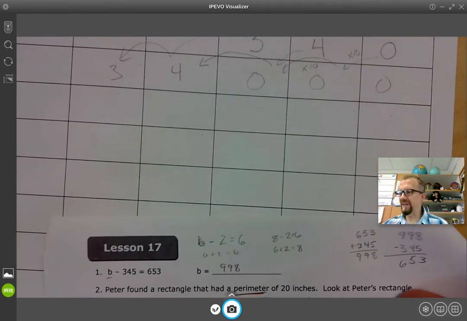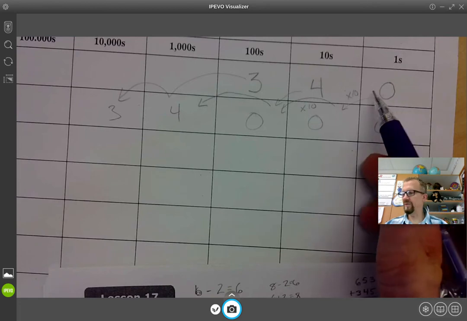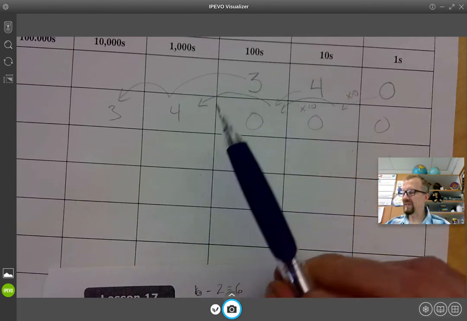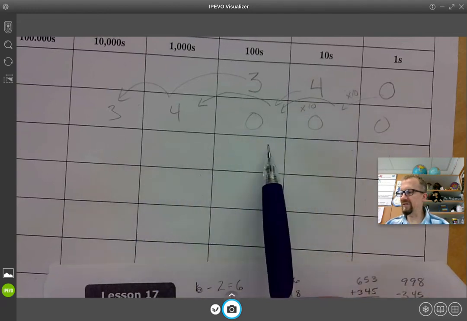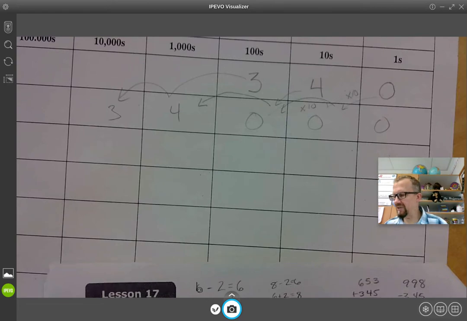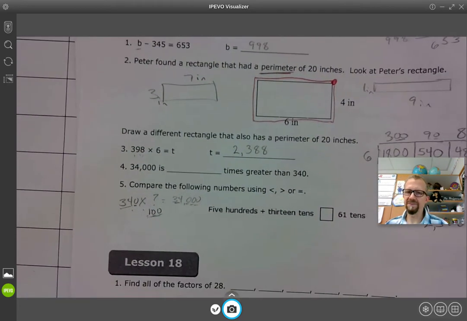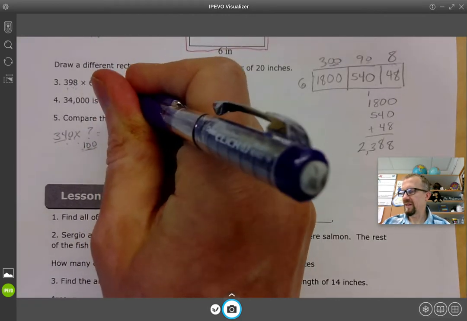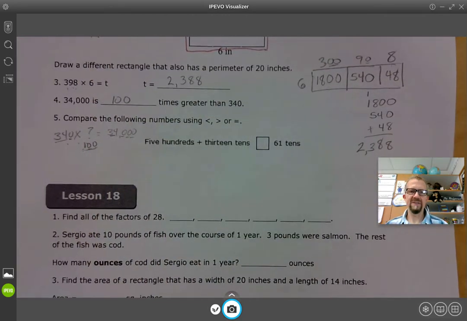Really, I think a better way to think of it is every time you multiply by 10, you move a place over. And since I needed to move 2 places over to make this 340 be 34,000, 10 times 10 is 100. So it is 100 times bigger. 100 times greater.